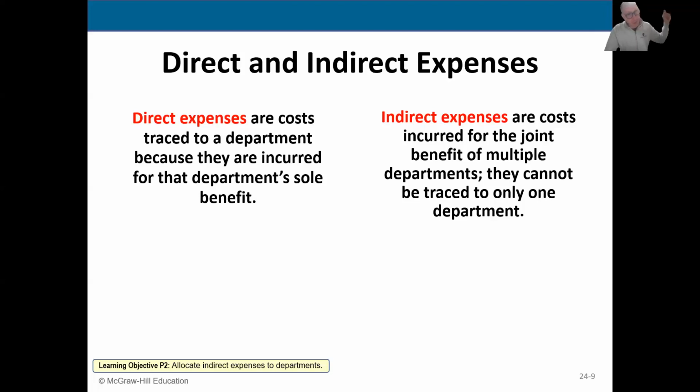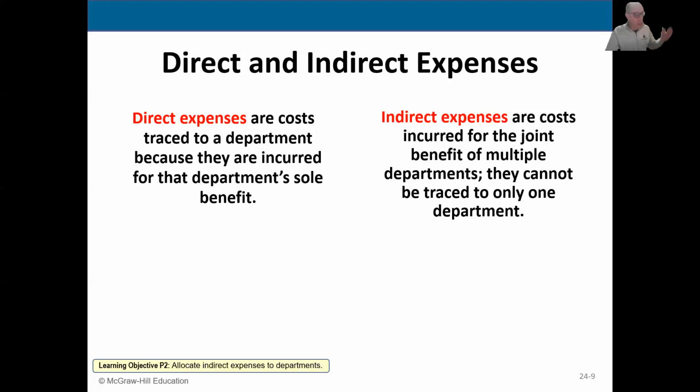So when Macy's gets the bill for a month's worth of cleaning for the store, it's an indirect expense for the jewelry department. Here's why. Because the cleaners clean the entire store, not just the jewelry department.